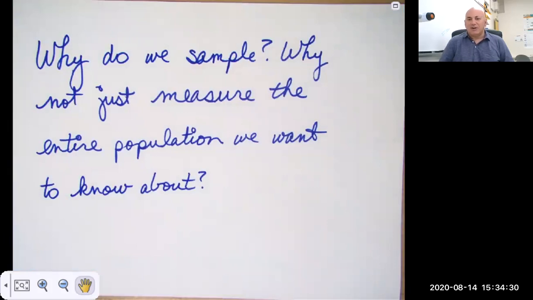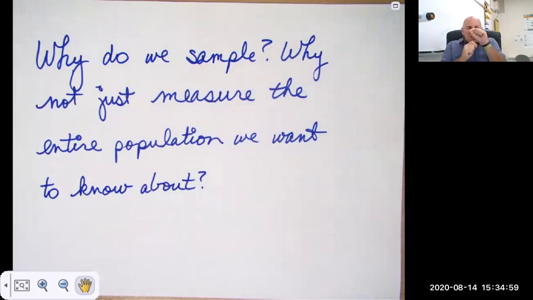And the answer should be pretty obvious. We don't always have the ability to measure the population. I mean, if I want to know the average height of the adult American male, then I have to get every man and measure his height. How am I going to do that? And while I'm working through that task, some men are going to die. Some people are going to turn 18 and become men.